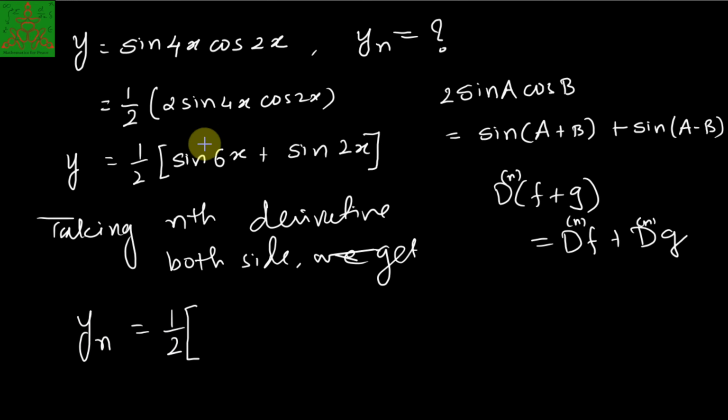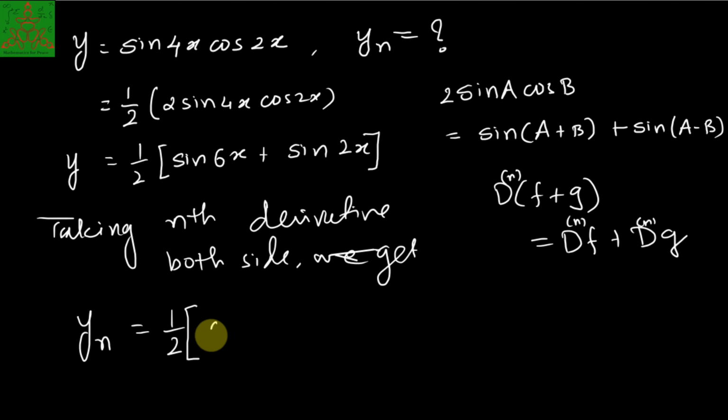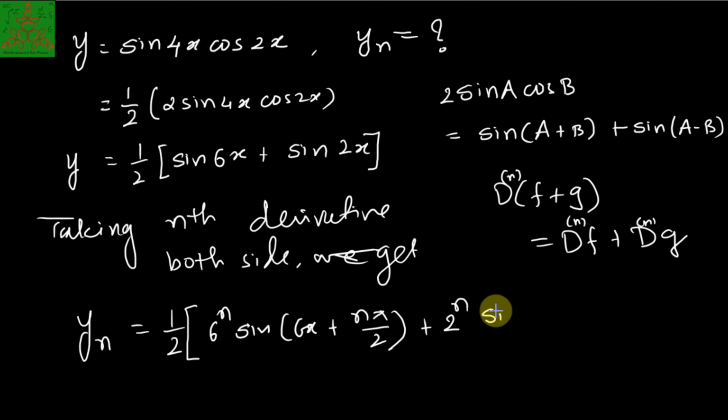The nth derivative of sine 6x: comparing with the formula ax plus b, a is 6, b is 0. So it is 6 power n sine(6x plus n pi by 2). Plus, here a is 2, so it is 2 power n sine(2x plus n pi by 2). This will be the nth derivative of the function y we have. Let us take one more example.